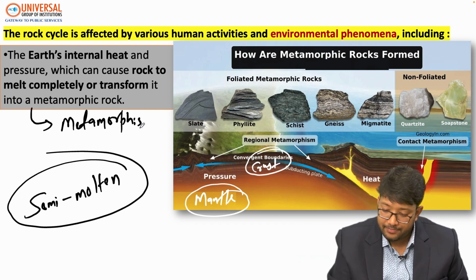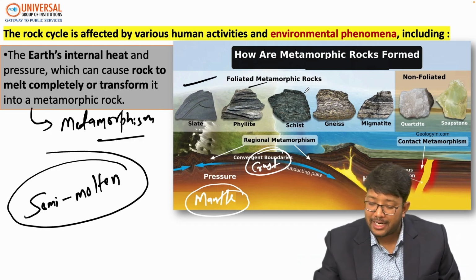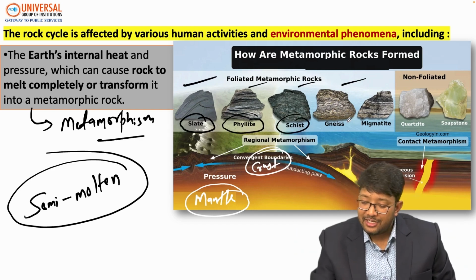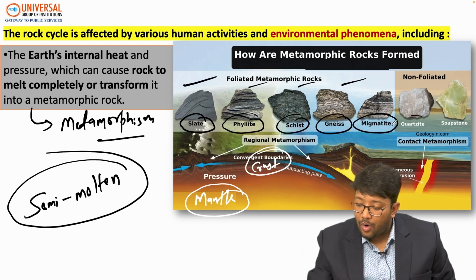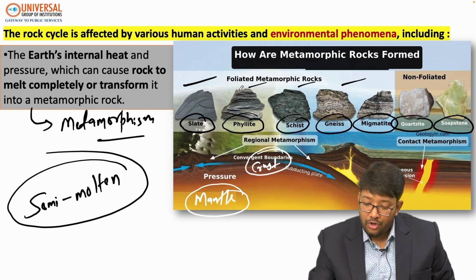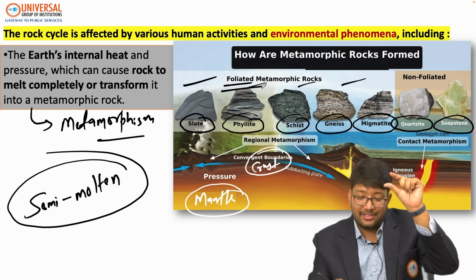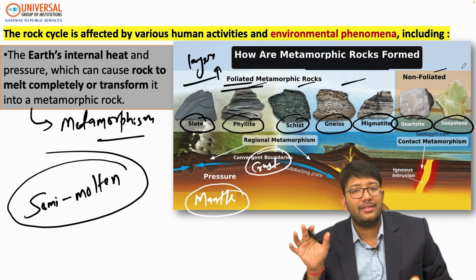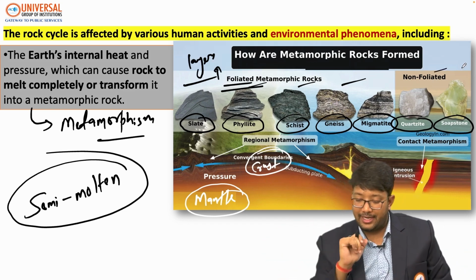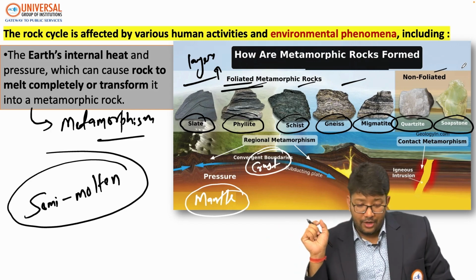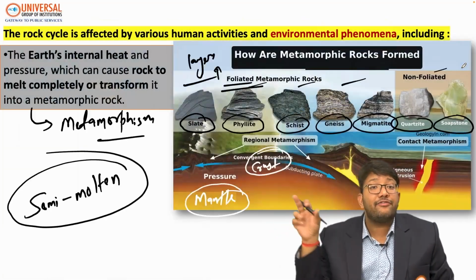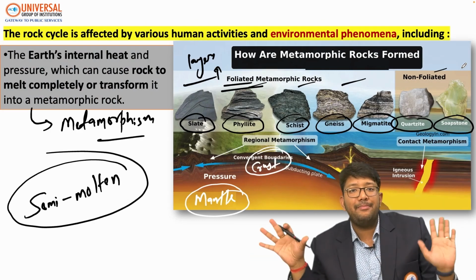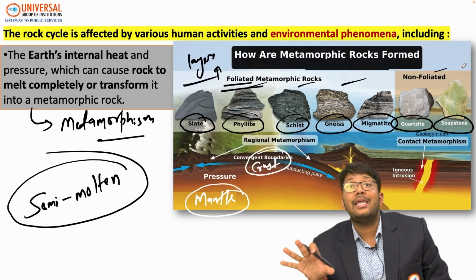These are examples of metamorphic rocks: slate, phyllite, schist, gneiss, migmatite, quartzite and soapstone. Foliated means it will have layers, and non-foliated means it won't have layers. Now, this is the first phenomenon. This is the environmental phenomenon. We don't have any business in that. This is how the rock cycle is impacted.